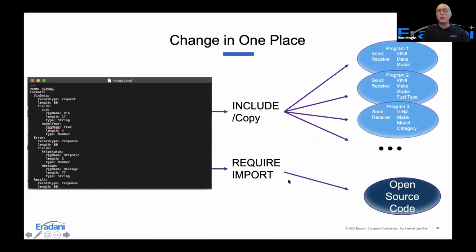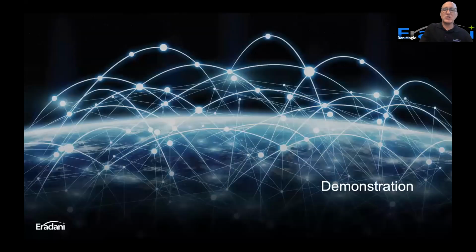So by putting things in open source, we've created the ability to change all of your data descriptions in one place. We have this YAML file where you can go in and say, I've changed the length of the VIN number, or I've changed the length of one of my other fields. You change it here, and we will generate for you the RPG code, the CL code, the JavaScript code, and the Python code that's required to keep those things in sync. You just include that code in those programs, and that way they will always be up to date with the latest version of the data descriptions.